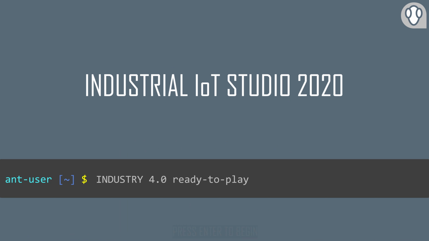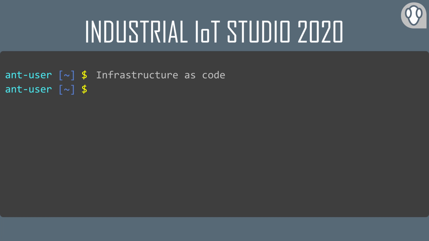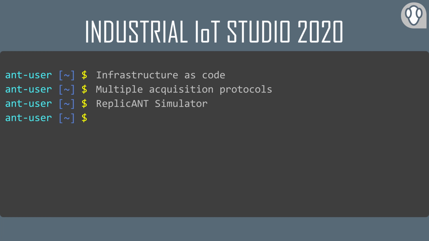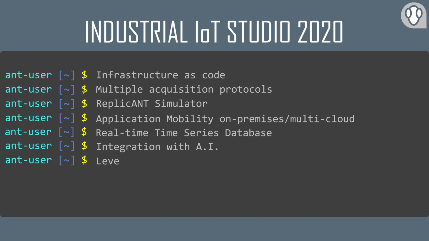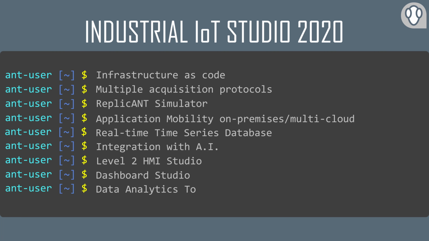Its main features include the adoption of infrastructure as code technologies, integration of multiple acquisition protocols, physical, mechanical, and electrical simulator of production lines, application mobility between platforms on-premises, Microsoft Azure and Amazon AWS, real-time time series databases, integration with AI, human-machine interfaces, data visualization, and integration with advanced analytic tools.